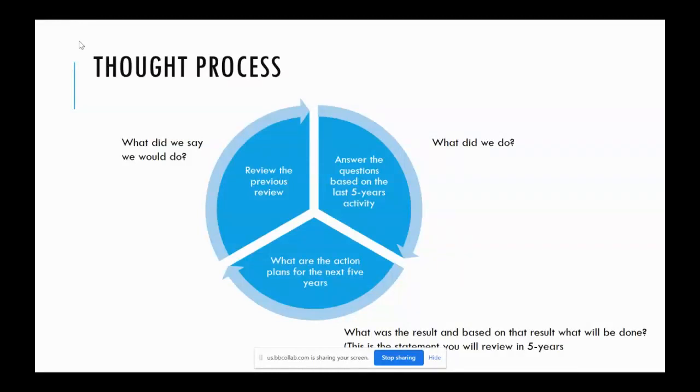So your intended action plans: do you need resources to be able to do that? Who's going to be responsible for it? So again, thinking about moving forward, how are we going to do what we need to do, so that 5 years from now, that's the part you're going to look at.